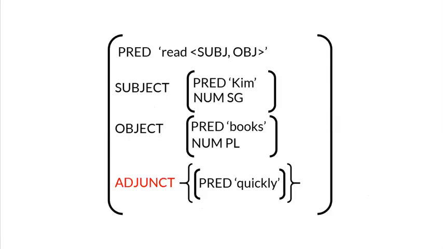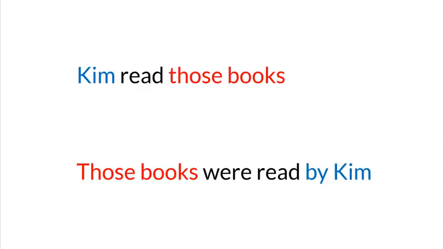Note that not all grammatical relations are included in completeness and coherence constraints. For example, adjuncts are not selected by verbs and can be added or omitted freely to any verb, as in the functional structure for the sentence, Kim read those books quickly. However, even setting aside adjuncts, verbs do not always appear with the same grammatical relations.